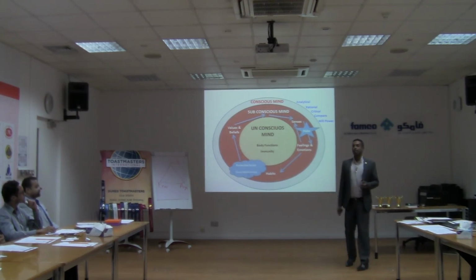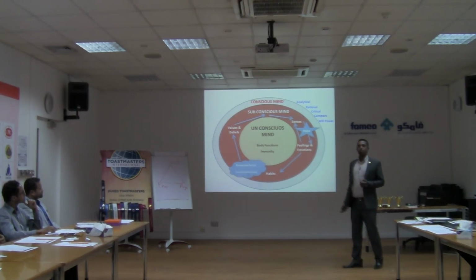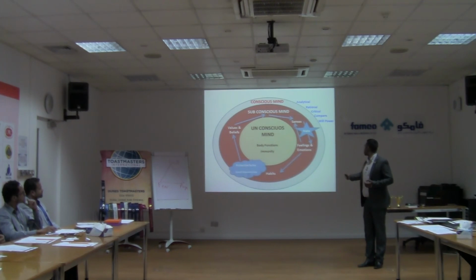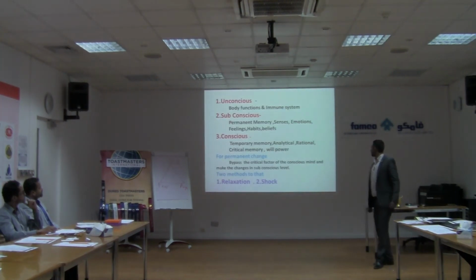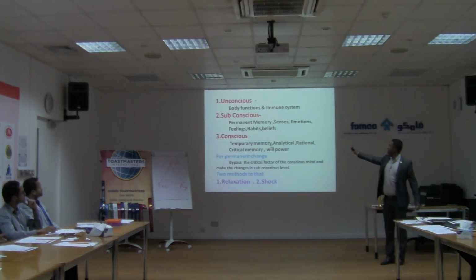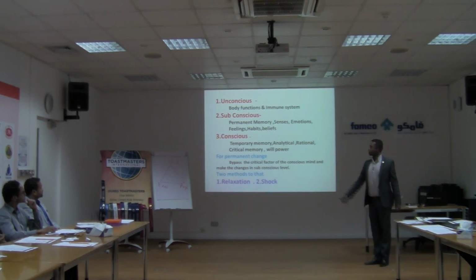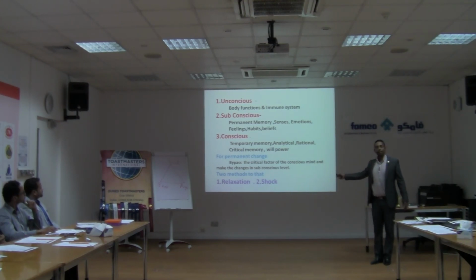So we need to bypass the critical factor of the conscious mind and make the changes at the subconscious level. The methods are relaxation and shock. When you are relaxed, when you are meditating, things go straight into your subconscious. So let me summarize. 3 levels: unconscious, subconscious, and conscious. And for permanent changes, bypass the critical factor of the conscious mind and make the changes at the subconscious level. 2 methods to do that: relaxation and shock.